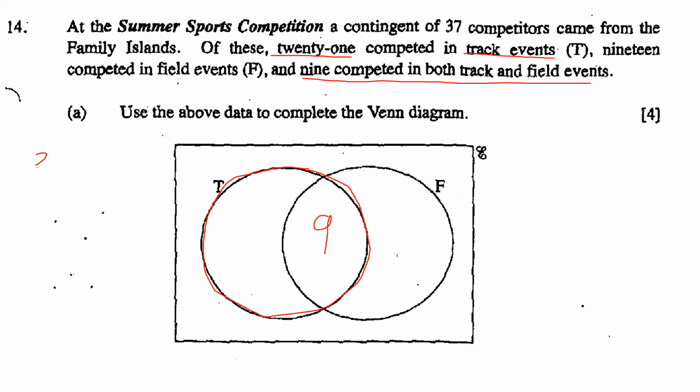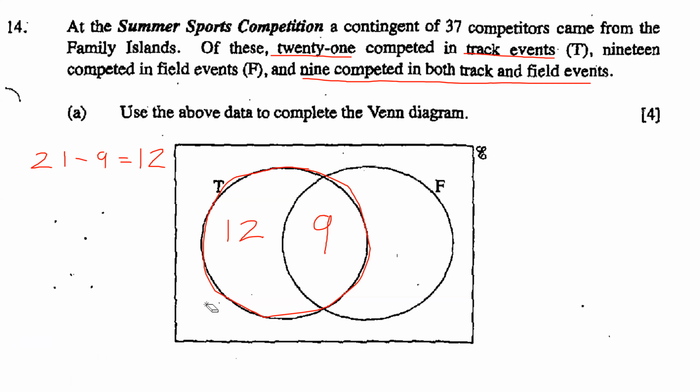So it's going to be 21 minus 9, okay, because that's the intersection. And 21 minus 9 is definitely 12. And so the number of people who are going to be in track only is just going to be 12. But 12 plus 9 is 21. That's how we get the sum for track. All of them together, 12 plus 9 must be 21.